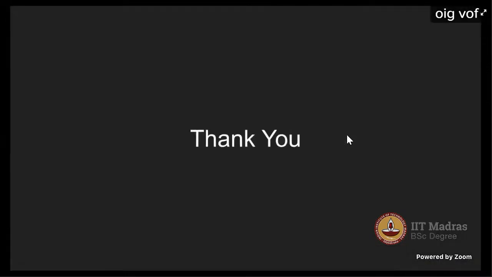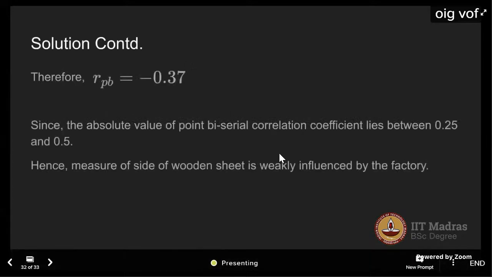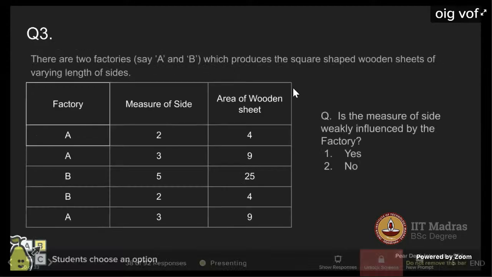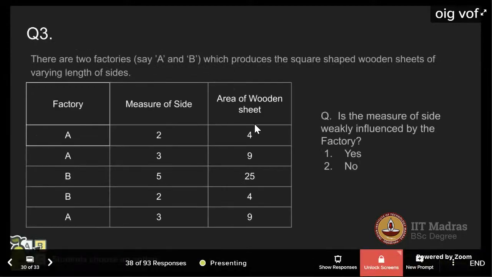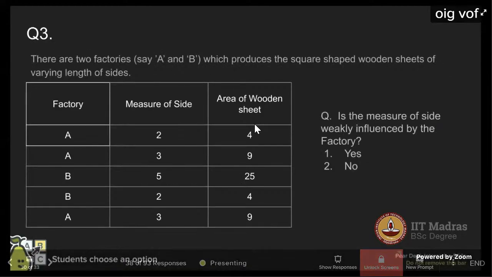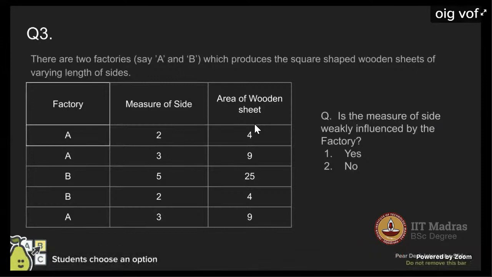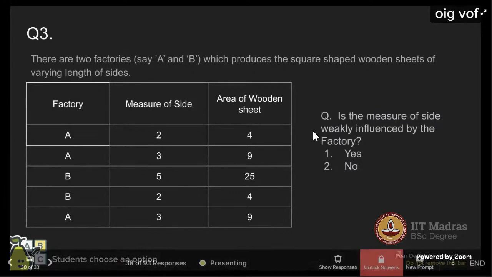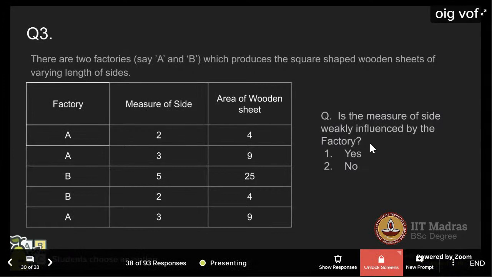So who else has doubts from the slides? Let's cover that. Sir, in the previous questions, suppose you take the opposite, then it will be positive, and suppose the question asks something about positive or negative, then you would get the wrong answer. In point biserial, we always ask for absolute value. We never ask positive or negative. But the question can also be worded like this: is the measure of side influenced by the factor? I thought, yeah, it's influenced, but it's weakly.